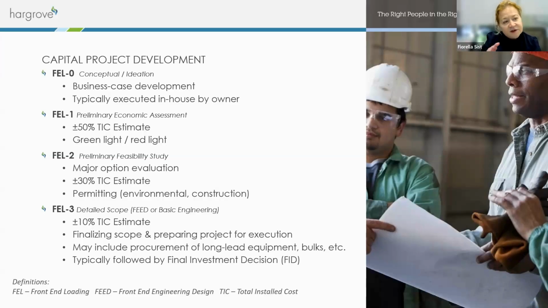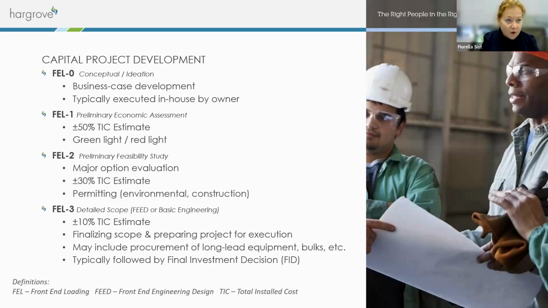And then this brings you to the FEL3 stage, which is now you have a plus or minus % error of how much that project is really going to cost. And this is really before getting to what's called the FID, which is final investment decision. And you will hear this term, FID, as you're developing a project. It will be part of your vernacular for sure. Also at this stage is, what are the long lead equipment?